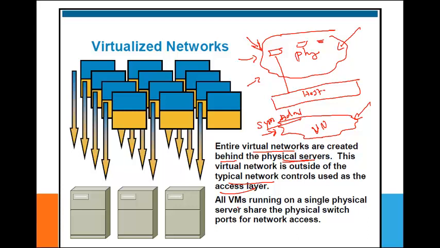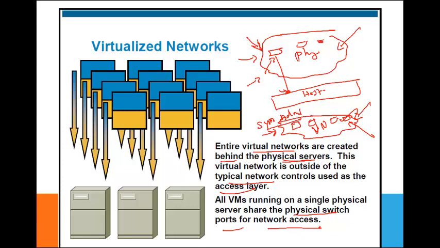All VMs running on a single physical server share the physical switch port for network access. So all the VMs were sharing this single physical port. So anything that I configure on this physical port impacts all VMs on this host. There cannot be any special treatment for a single VM. I cannot put them in different VLANs.